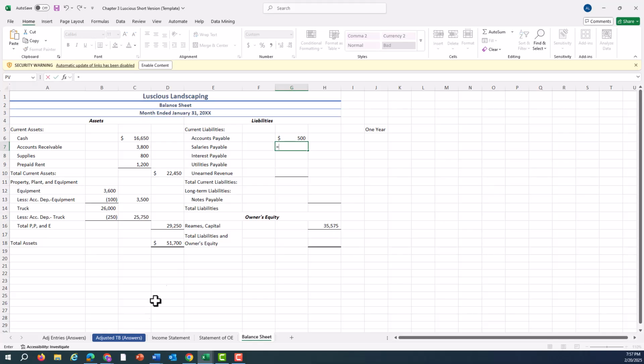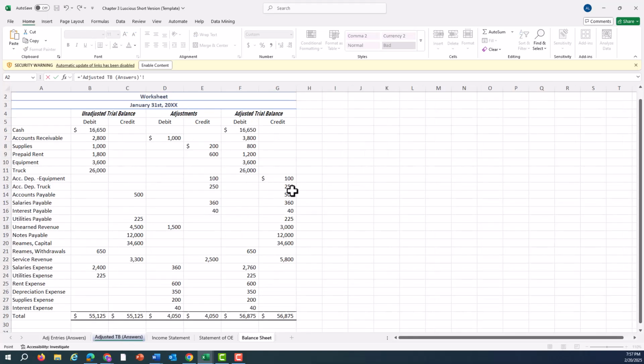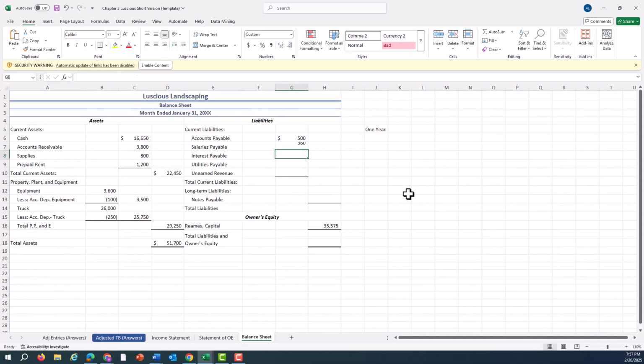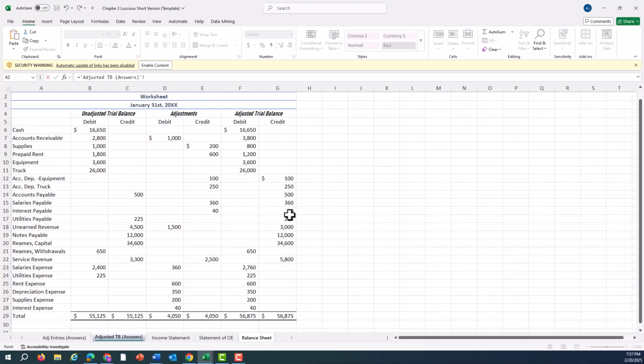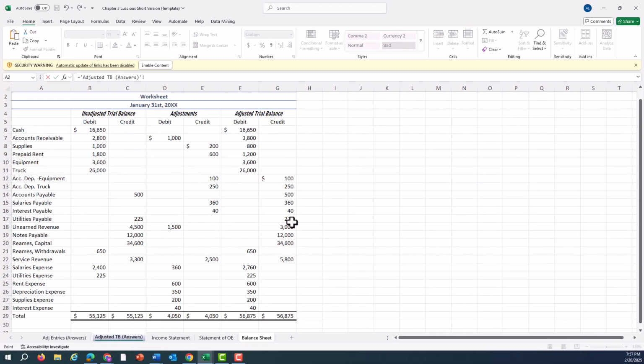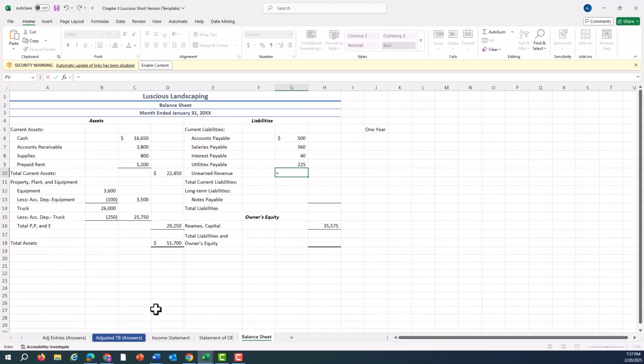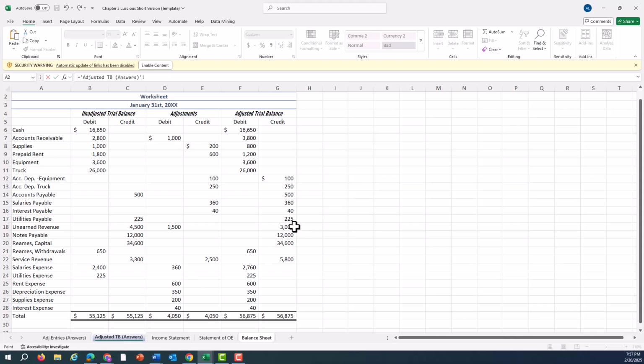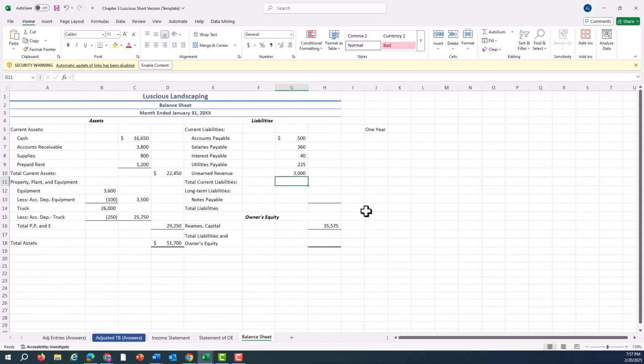Salaries payable. What is the balance of our salaries payable account? Be very careful you don't grab salaries expense. It's not the same thing. Salaries payable had a balance of $360. Interest payable, that account has a balance of $40. Utilities payable has a balance after we made our adjustments of $225. And unearned revenue had an adjusted balance of $3,000.